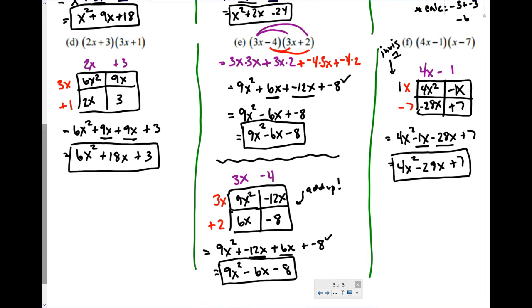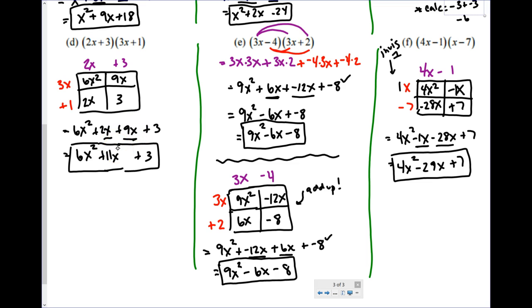Letter D was a lot nicer because it was just addition. You should have gotten 6x squared plus 18x plus 3. Oh, wait, nope, I made a mistake. I'm sorry, this should be plus 2x plus 9x. You should get a plus 11x. Okay? 3x times 3 is 9x, 2x times 1 is 2x, and then you combine your like terms of 2x and 9x to get 11. 2 plus 9 is 11.